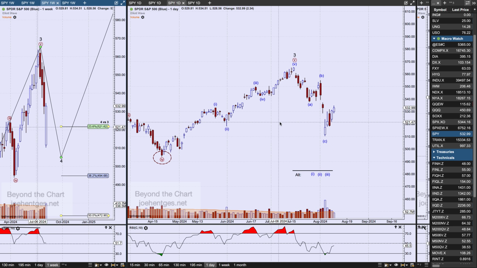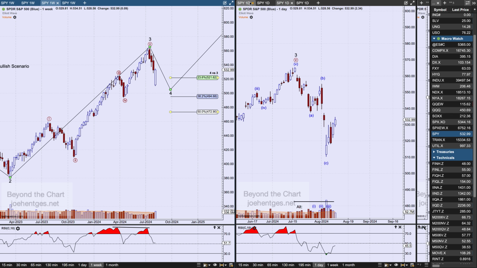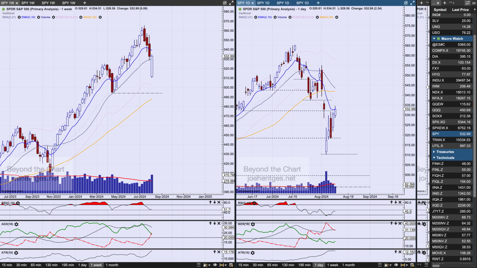So right now, when I look at the daily view, I've got this as a zigzag, A, B, C, which could morph into something else. Or this could be part of a stronger downdraft impulsive move where this is 1, 2, 3, 4, and then we get 5, etc. So we'll see what happens. Here's that April 15th low, which we are watching. Okay, so that is the SPY.